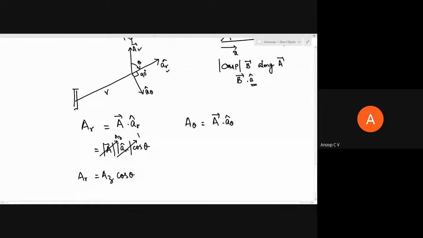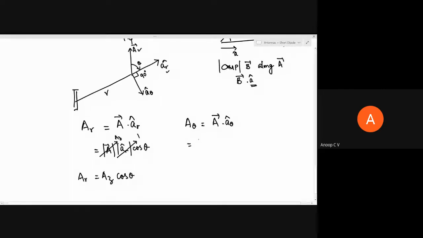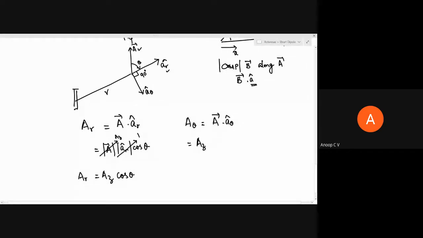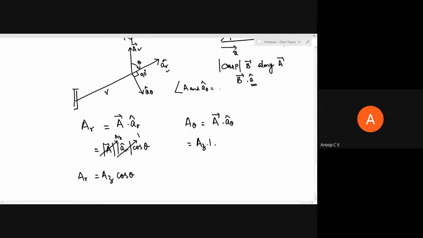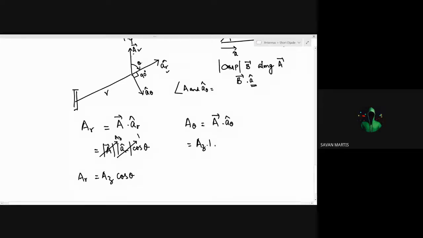And similarly, what is A theta? Again, mode of A times mode of a theta cap. Magnitude of A will be Az. Magnitude of a theta cap will be 1. And what is the angle between A and a theta cap? The angle between A and ar is theta, but ar itself is making an angle of 90 degrees with a theta. So the angle is 90 plus theta. Excellent. It will be 90 plus theta. You have already studied this, but again I am repeating.